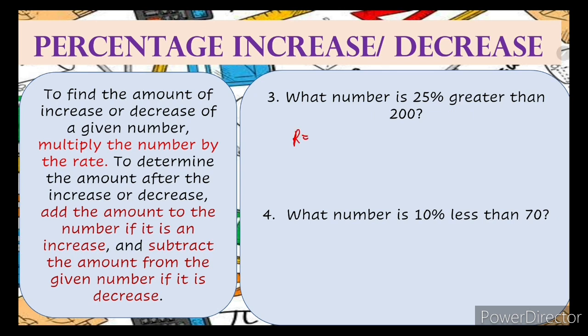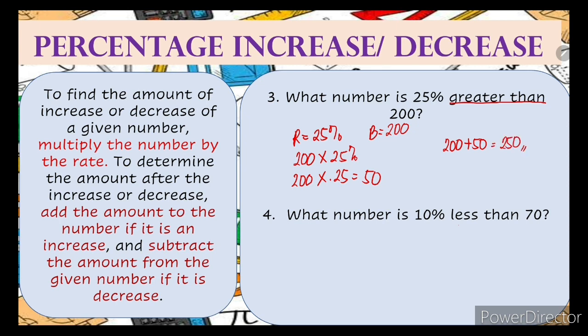Given ulit ang ating rate, which is 25%, and our base, which is 200. So, let us multiply 200 times 25% or 200 times 0.25 is equal to 50. Next, we will add it to our base. So, 200 plus 50, inadd natin dahil sa word na greater than, ibig sabihin nag-increase siya. So, 200 plus 50 is equal to 250. So, the number which is 25% greater than 200 is 250.